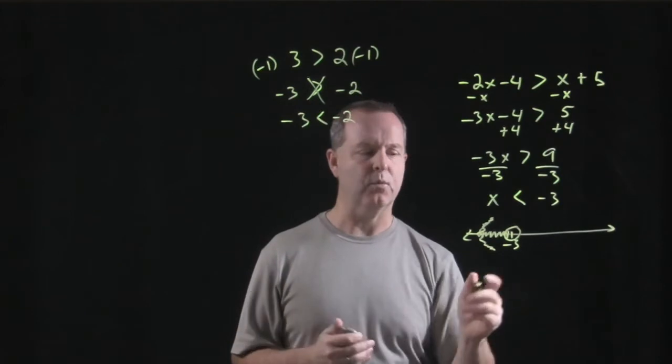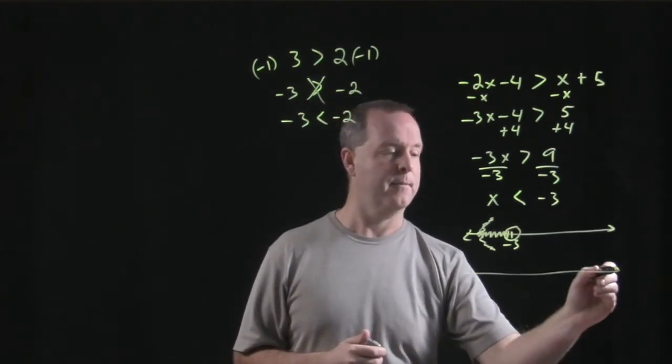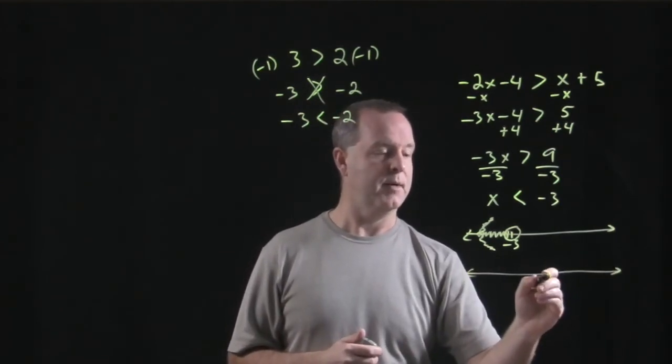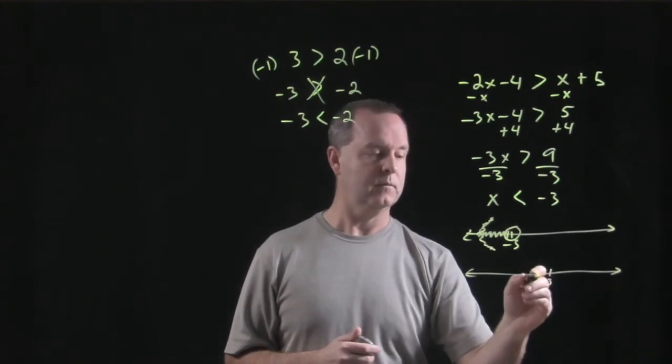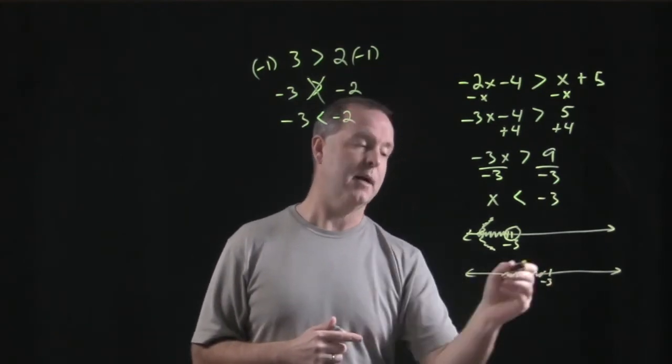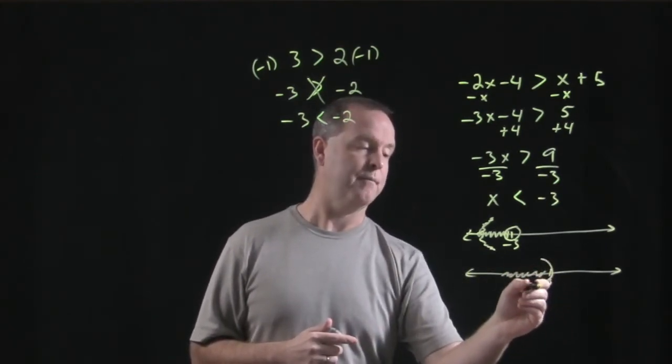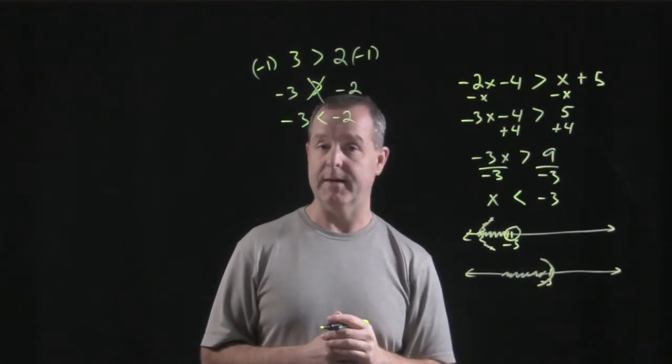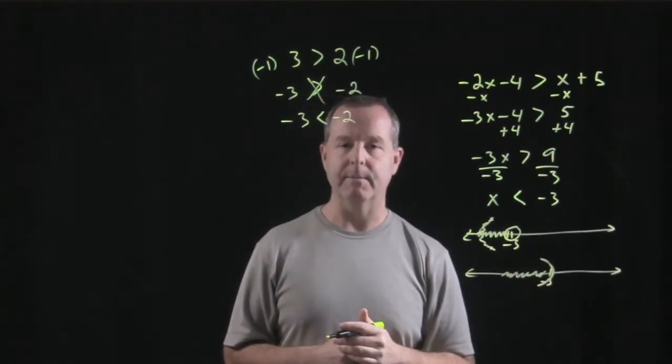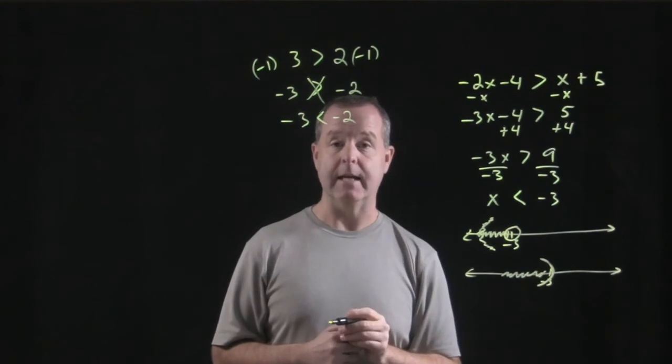You might also see it written like this. So let me do another one. I'll put negative 3 right there, and we're doing all the solutions. You might see some people create a little bit of a soft bracket at that endpoint as well. Both of those describe all values less than negative 3.